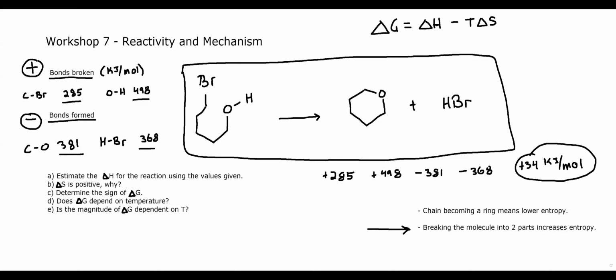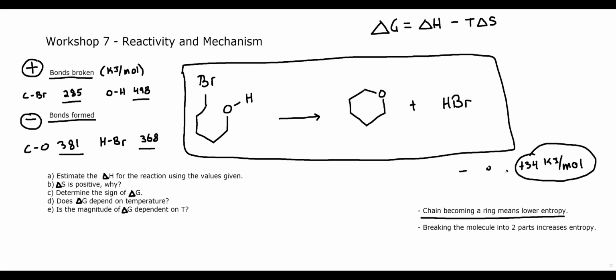Sure, the chain becoming a ring will lower the entropy, of course, but the breaking apart into two different molecules is clearly having a stronger effect if the delta S is positive. Okay. Part C, determine the sign of delta G. How do we determine the sign of delta G?